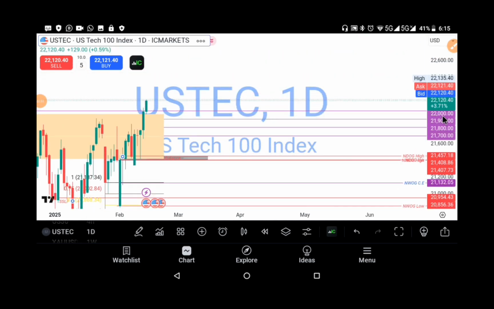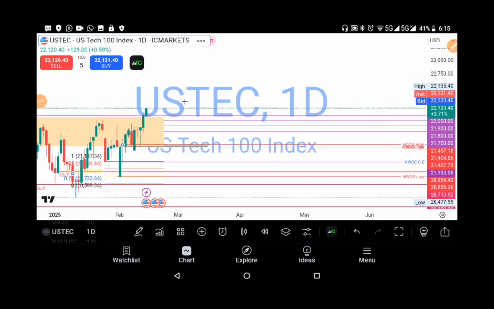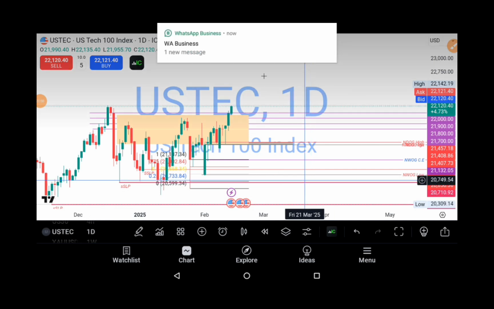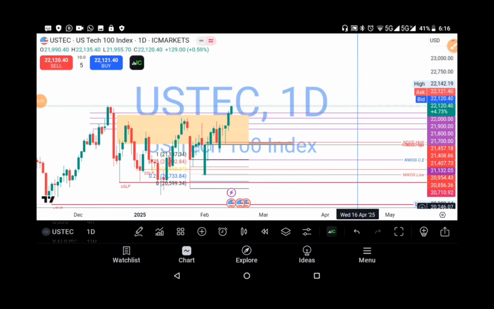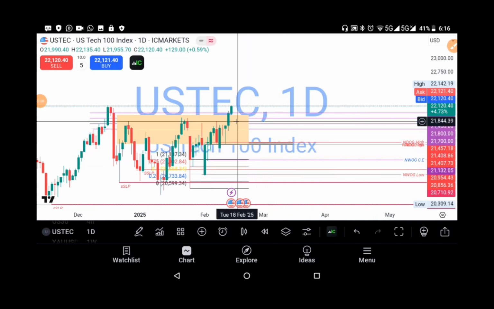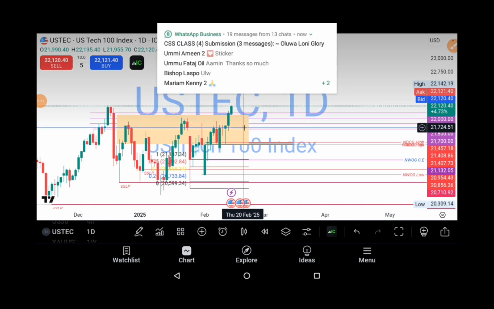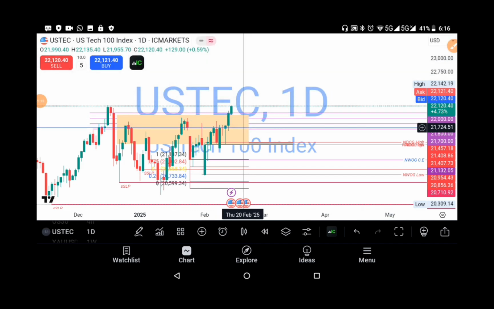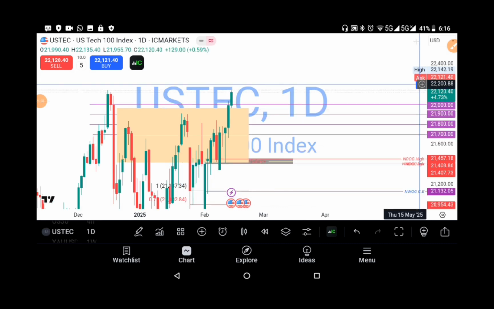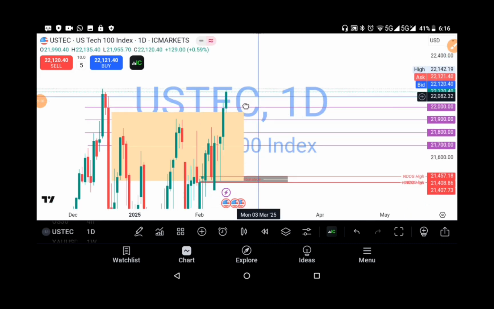And we saw the market price taking those levels, and the market price went as far as 22,135. The high of this candle was 22,135.40. So the coming week, I'll be watching the market price to continue moving higher.